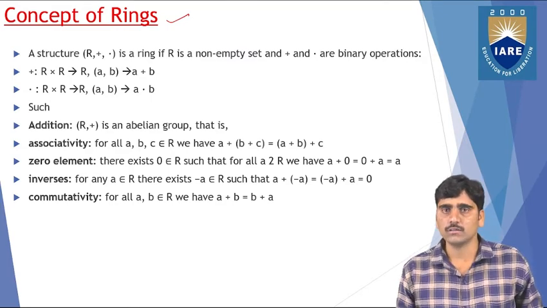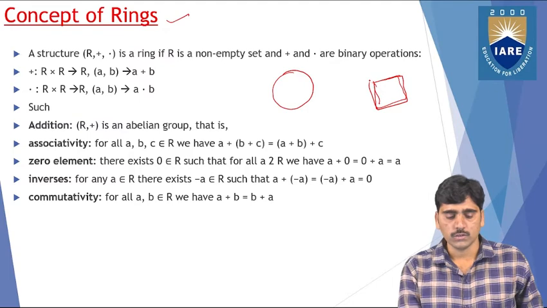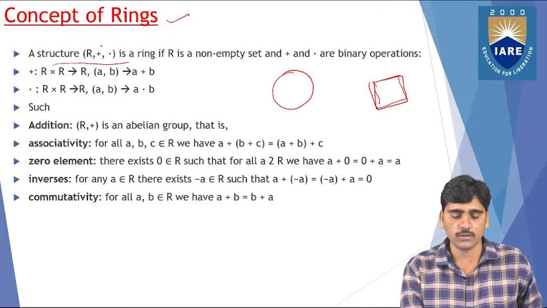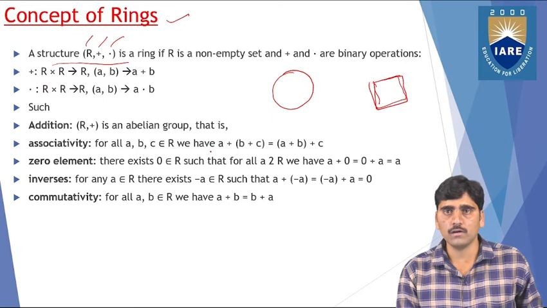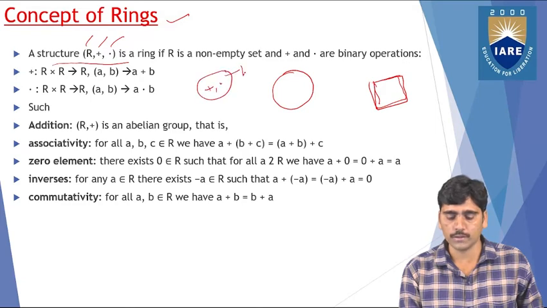A ring is an algebraic structure, and you can indicate a ring with a square shape. If you indicate a group as a circle shape, then you can indicate a ring as a square shape. A ring is an algebraic structure denoted with R, comma, plus, comma, dot operator. R is nothing but the ring, and plus and dot are two binary operations.